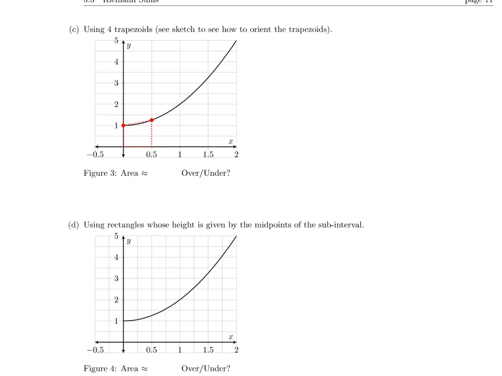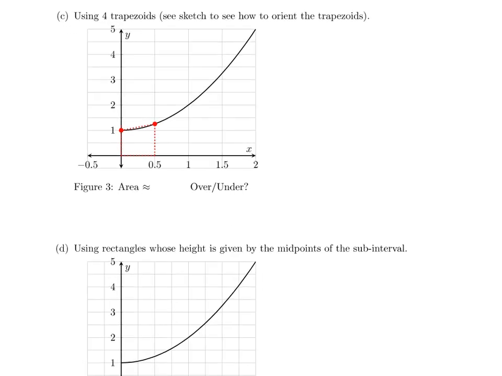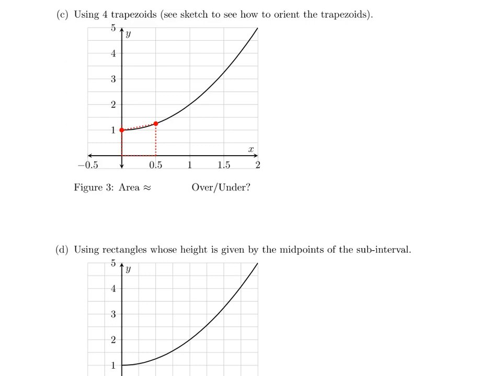A better approximation might be to combine the right and left endpoints, and instead of doing a rectangle, doing a trapezoid. So we can see how this trapezoid is sketched here. We'll go ahead and fill in the other trapezoids as well. And that looks much better in terms of how approximations go.